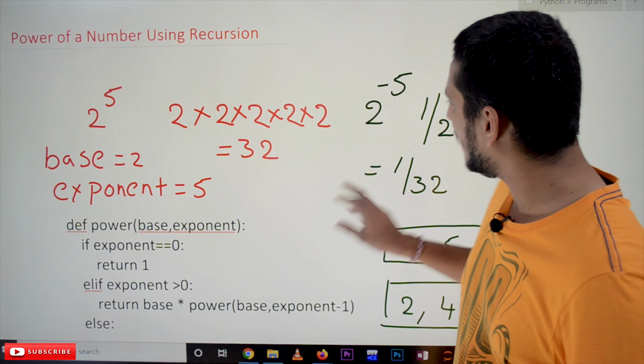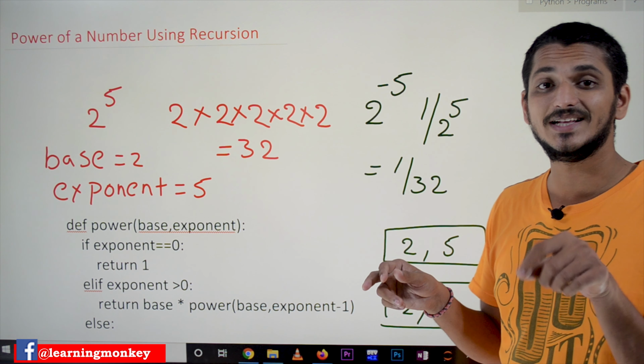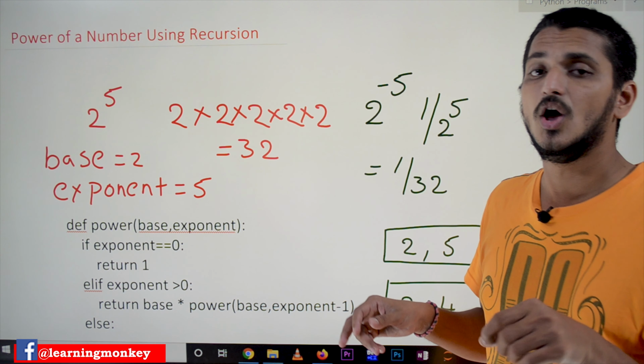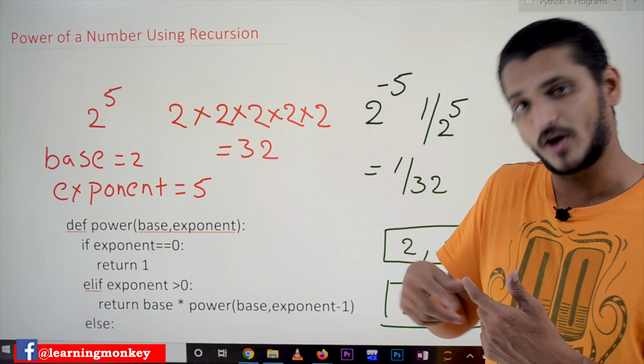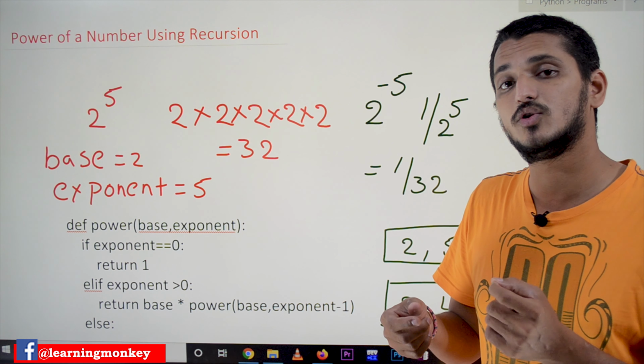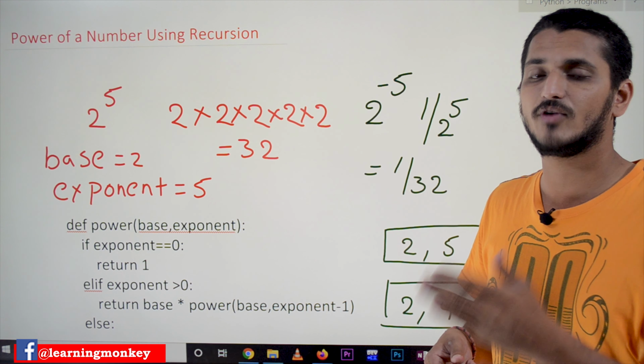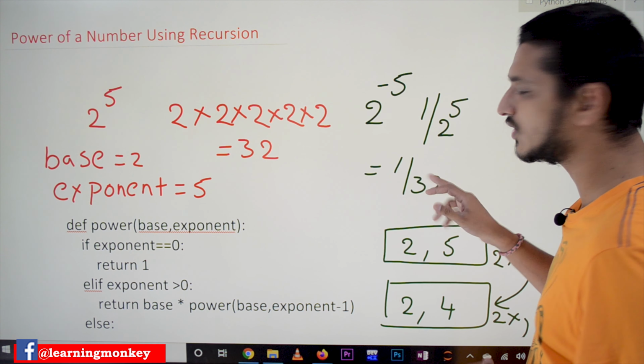If the given number is like 2 power minus 5, if the exponent is a negative number, what we have to do is 1 by 2 power 5. We multiply 2 five times, so 32, but we have to divide 1 by it. 1 by 2 power 5, 1 by 32, is the answer. That is what we have to do.